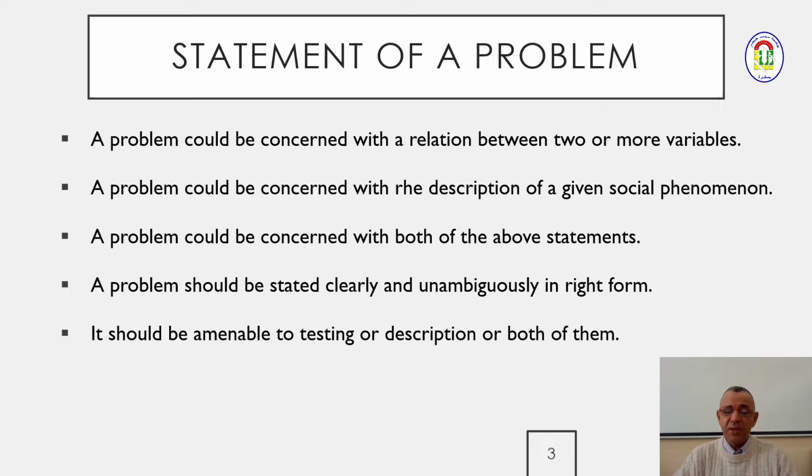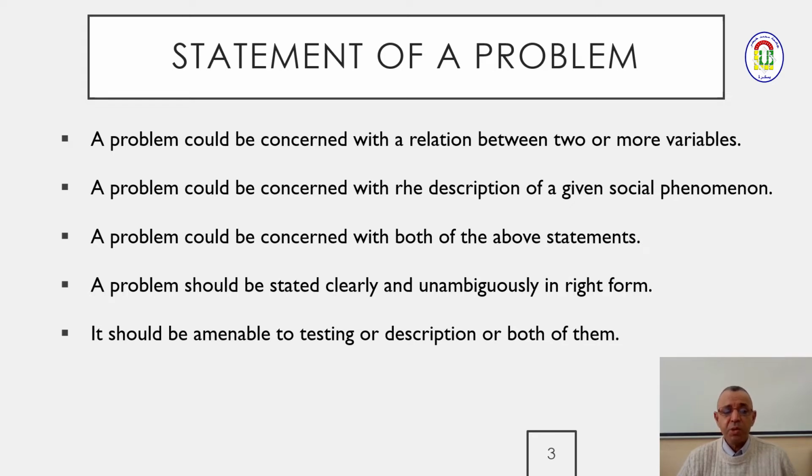But sometimes in the study, we are not concerned with the relationship, association or correlation between 2 or more variables, 2, 3 variables. Here we are concerned with the description of a given social phenomenon. Here we are talking about a purely descriptive study or qualitative study. So in this case, a problem could be concerned with the description of a given social phenomenon. Also, a problem could be concerned with both of the above, which means that sometimes a researcher is concerned with the relationship between variables, and also with the description of a given social phenomenon.